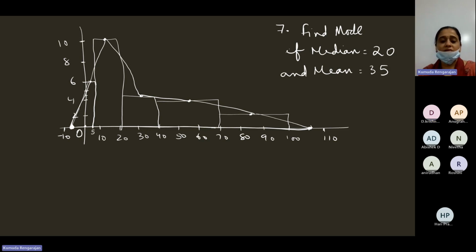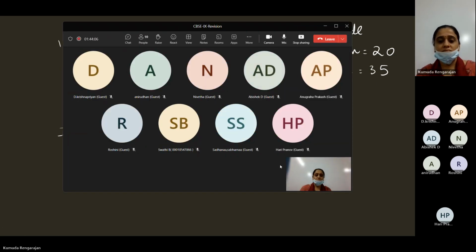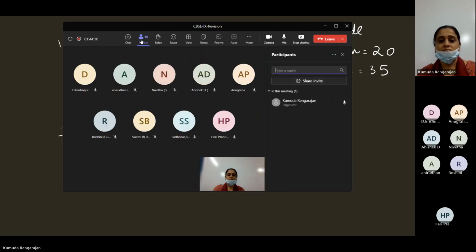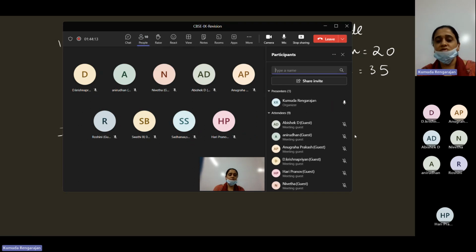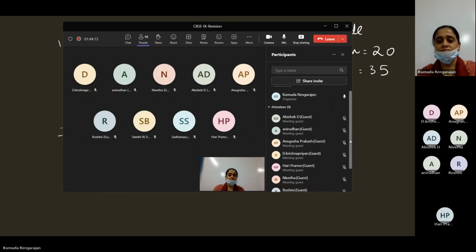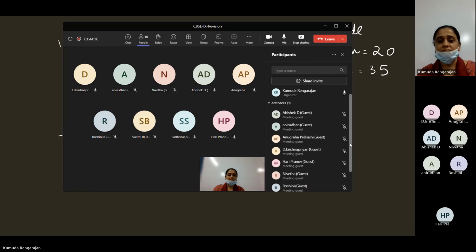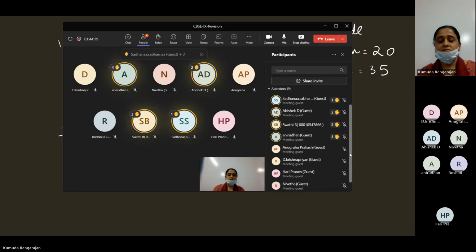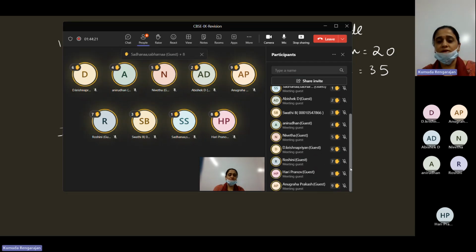Somebody's mic is enabled. Disable your mic. Online children, use the emoji, raise your hand. Sadhana, Sabarna, Abhishek, Swati, Aniruddhan, Niveda, Krishnapriyan, Roshni, Haripranav, Anugraha. Very good. Thank you, children.